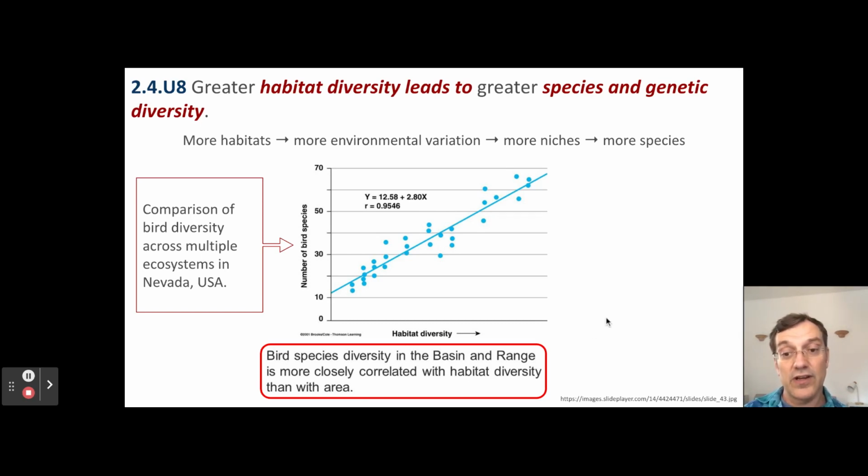This graphic showing the diversity of bird species in Nevada in the United States does a really clear job of showing the correlation between the diversity of the habitat and the biodiversity of living organisms there. So up here in the top right, you have the most diverse habitats supporting the greatest number of bird species. Your least diverse habitats down here also support the smallest number of bird species.